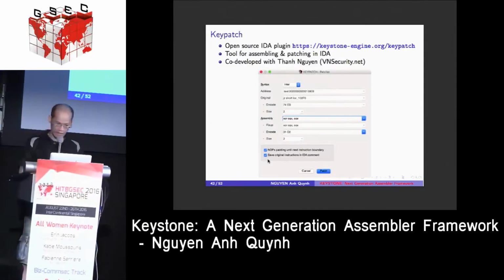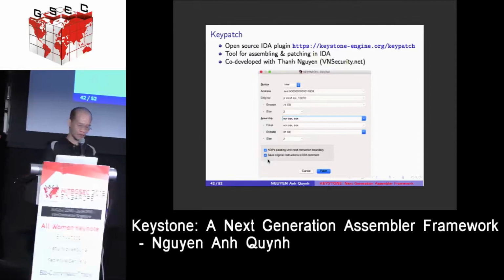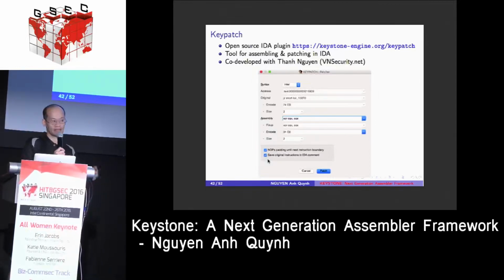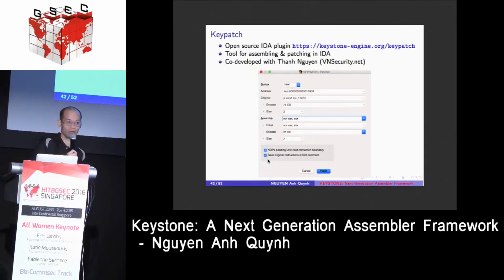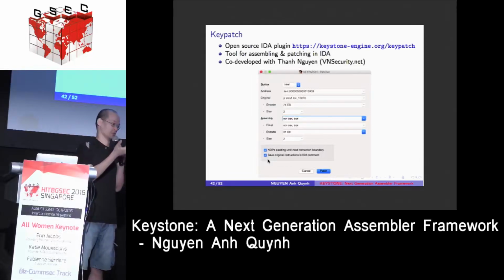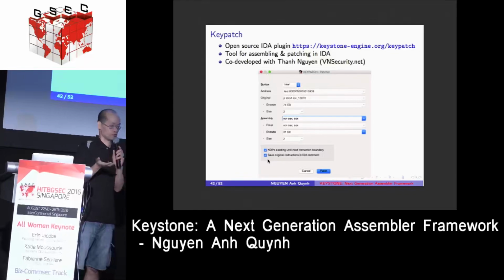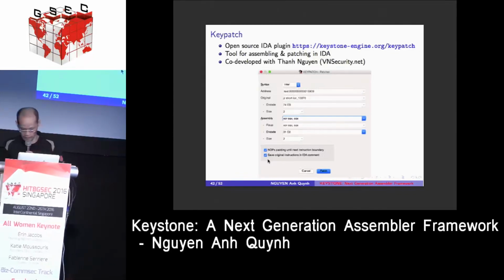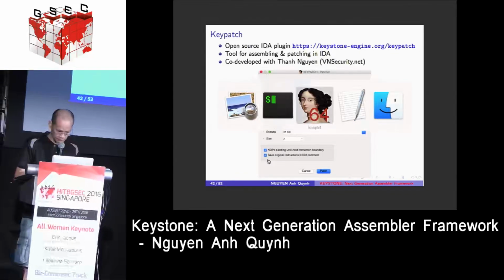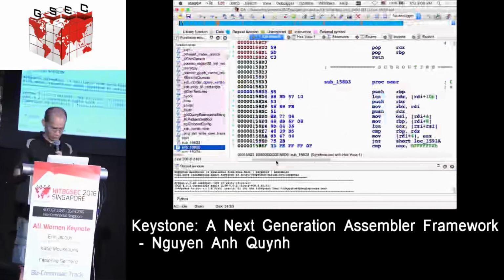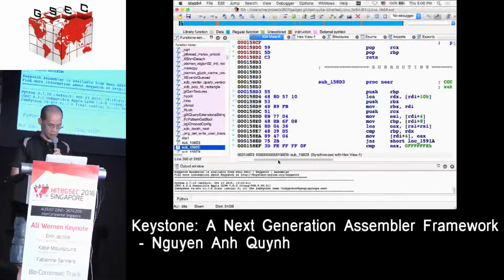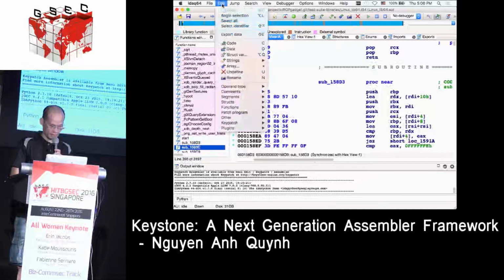The reason behind this tool is that IDA actually has a built-in assembler, which means you can use the assembler inside IDA to patch the binary, right? But why do you need KeyPatch? There are many reasons. Here is the IDA built-in assembler.